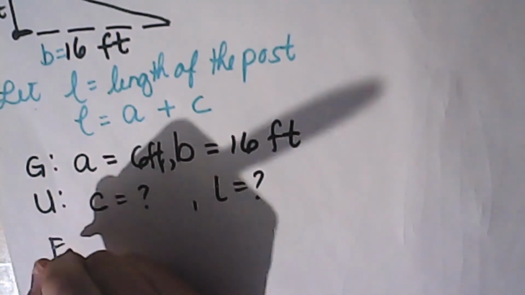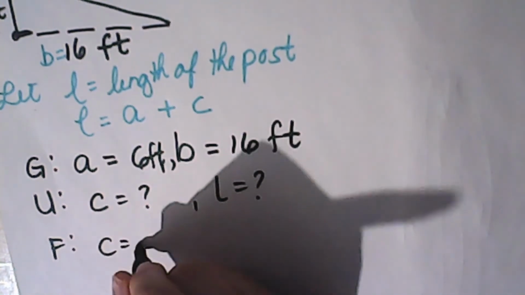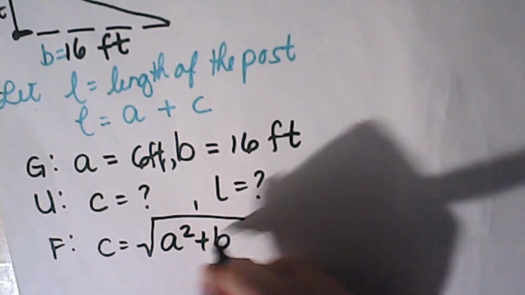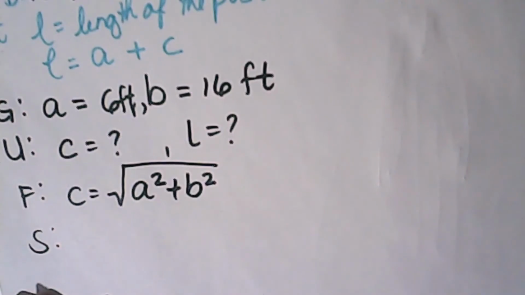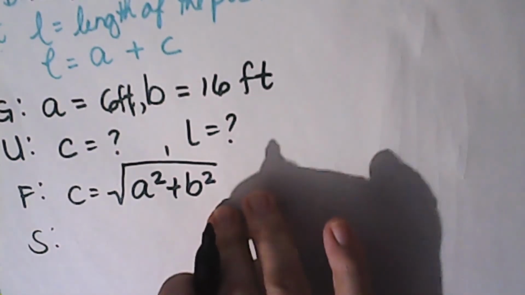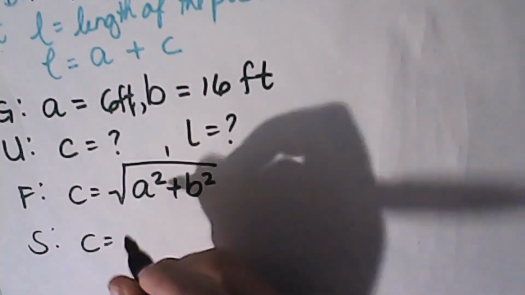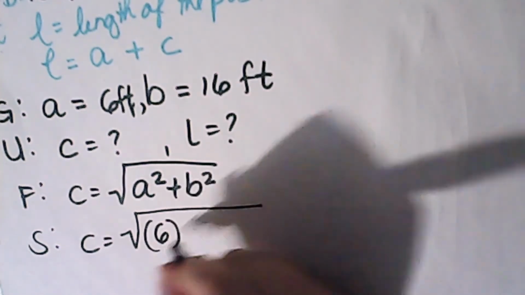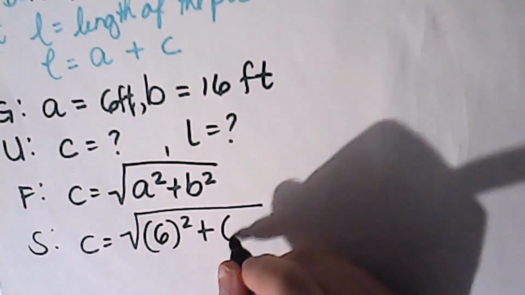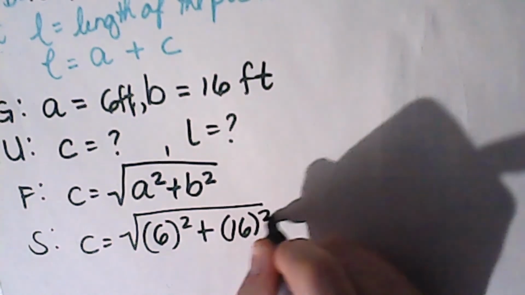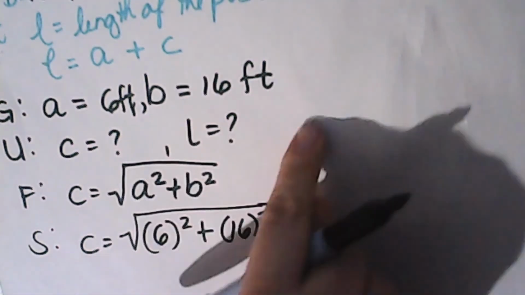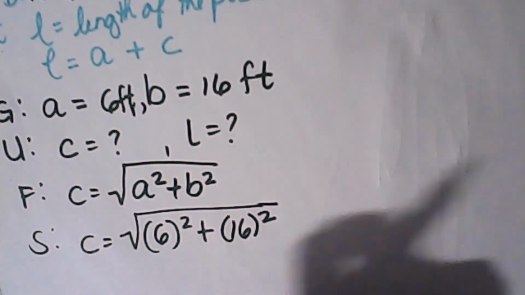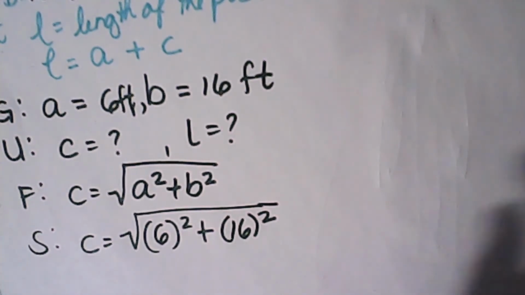Formula that we will use for C is still the square root of A squared plus B squared. For the solution, substitute the given to the formula. C is the unknown. It's equal to the square root of 6 squared plus 16 squared. Again, we can add the feet to our solution. Is it okay if we do not add the units? Yes, we will just add it at the end.